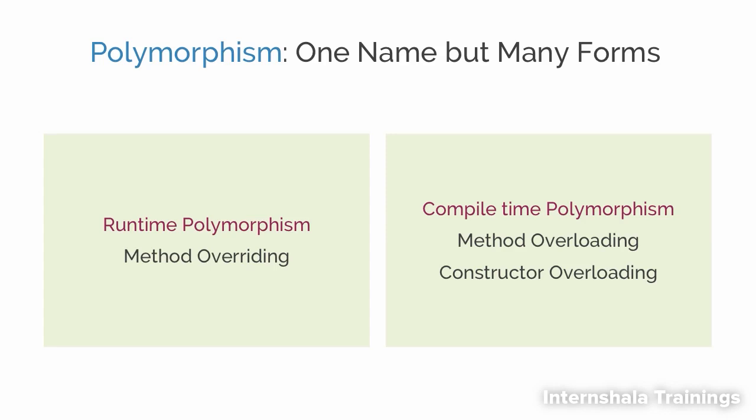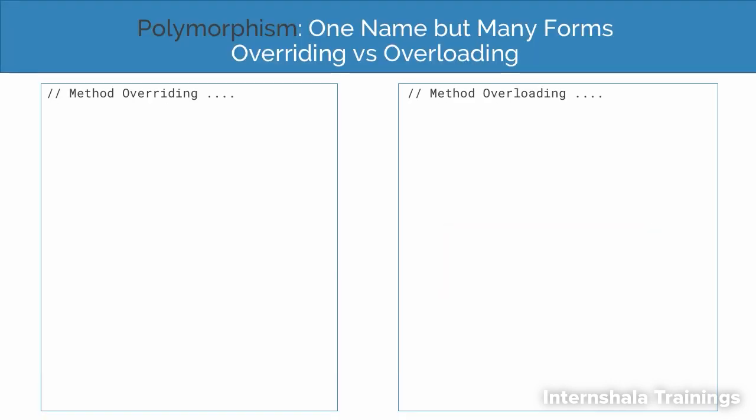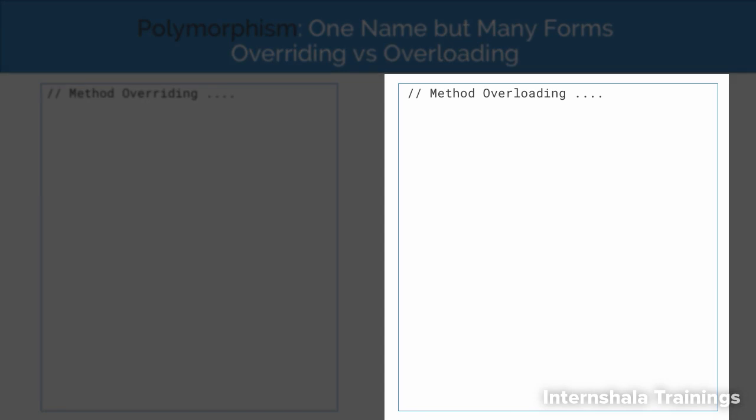Let us now proceed and compare runtime polymorphism and compile time polymorphism. For that, let us compare method overriding and method overloading. From our previous topics, we already know what method overloading in Java is. Method overloading means same name but different parameters.